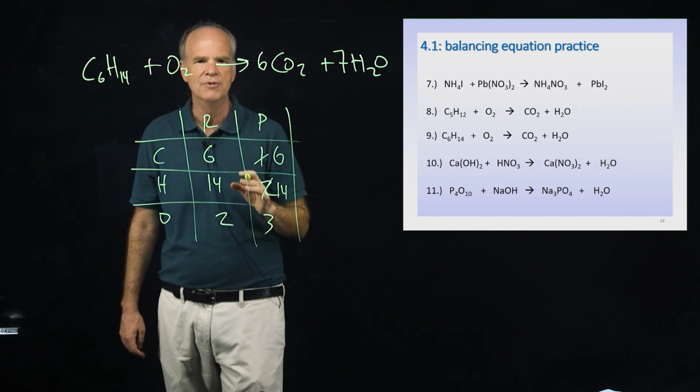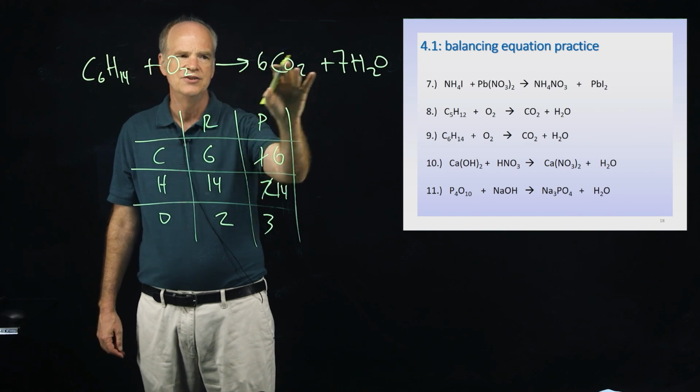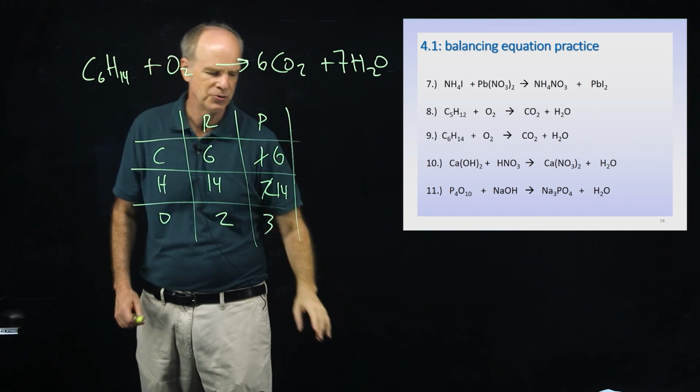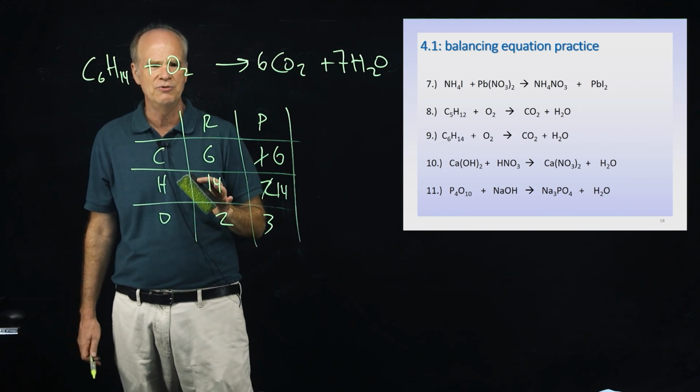So we have a bit of a problem: I cannot think of an integer we can multiply by 2 to get 19 oxygens. So we have an odd number of oxygens that we have to deal with on the right side. How do we deal with it?